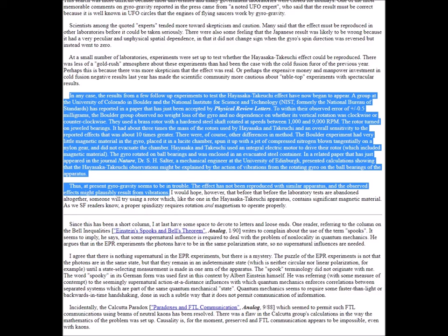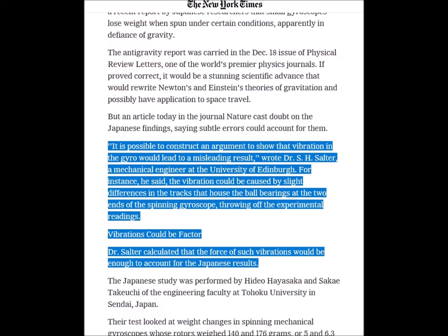In a related paper that had appeared around the same time in the journal Nature, Dr. S. H. Salter, a mechanical engineer at the University of Edinburgh, presented calculations showing that the Hayasaka-Takeuchi observations might be explained by the actions of vibrations from the rotating gyro on the ball bearings of the apparatus. So the general consensus with these experiments has been that the tests were inconclusive, suggesting that rotating and spinning objects actually experienced no discernible weight changes. Vibrations in the original experiment were theorized to have interfered with weight measurements and caused the anomalous readings.